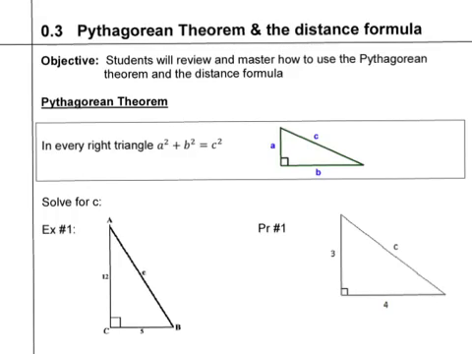Alright, 0.3, geometry. Let's talk about the Pythagorean theorem. In every right triangle, you could take one of the sides A, one of the sides B, square them and add them together, and it will always equal the hypotenuse, or the longer side, the diagonal side, squared. That's where we get A squared plus B squared equals C squared.